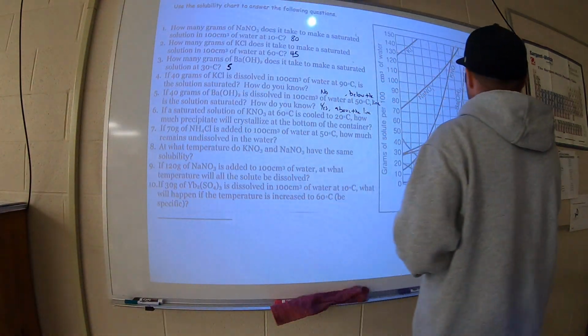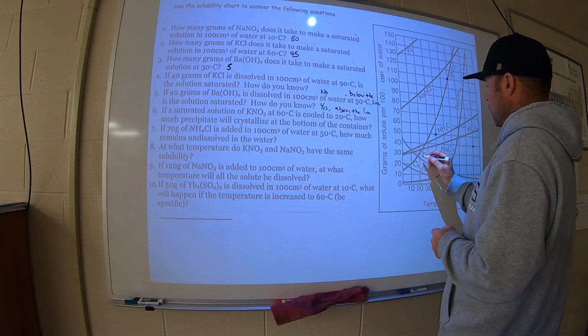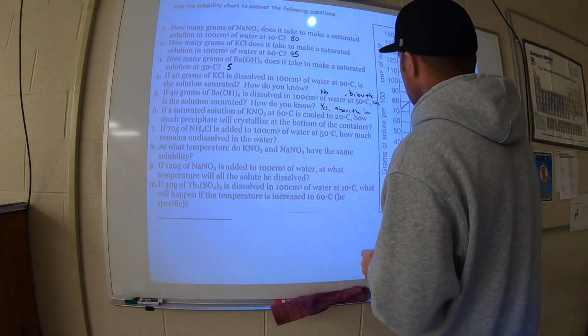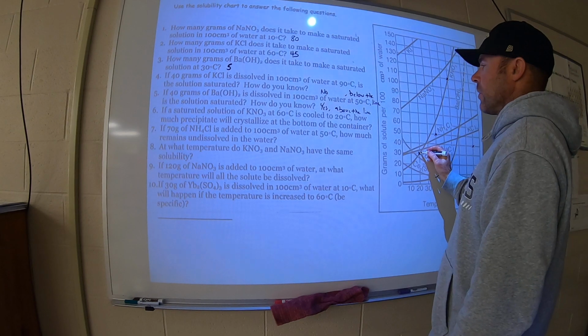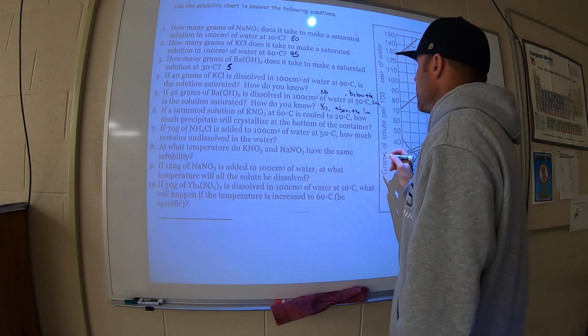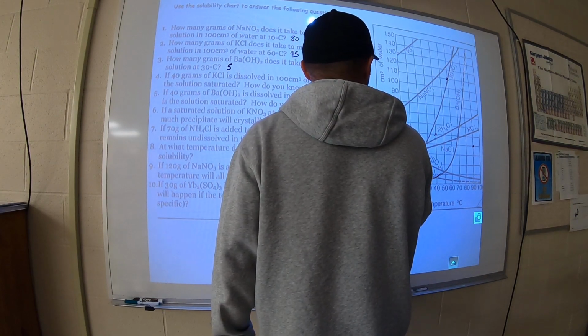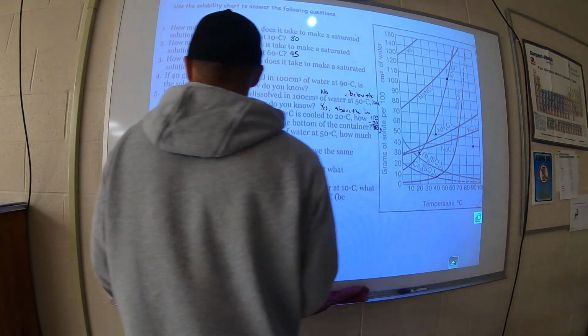Number 6, if a saturated solution of KNO3 at 60 is cooled to 20, so let's find KNO3 at 60. It's right here. It's cooled to 20, it's right here. How much precipitate will crystallize at the bottom? Well, you've got 110, but you can only hold 30. So 110 minus 30 is 80 grams.